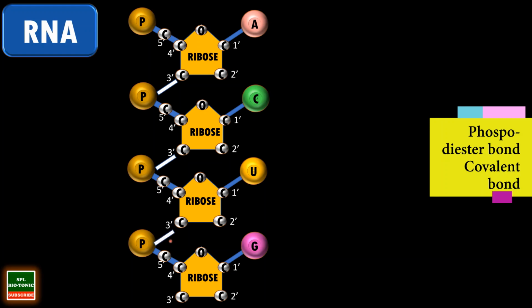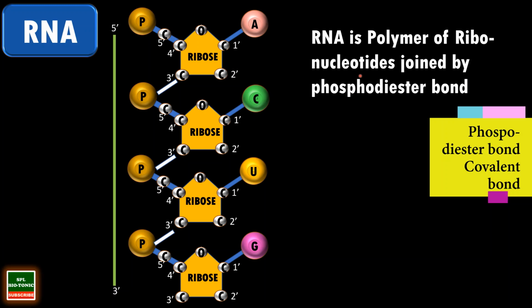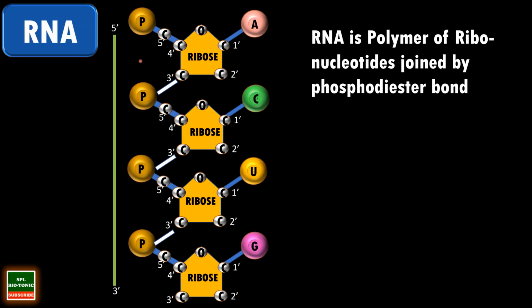So students, the RNA is made up of ribonucleotides which are joined together by phosphodiester bond. Now normally the RNA is single stranded, but part of it can become double stranded due to complementary base pairing. The direction of this strand is 5 prime to 3 prime.